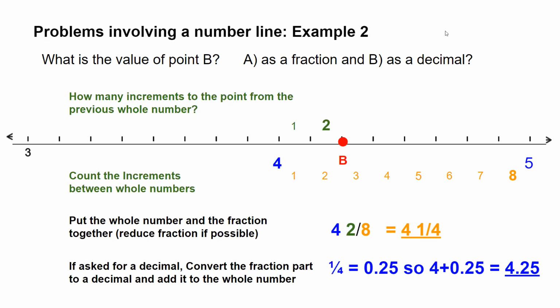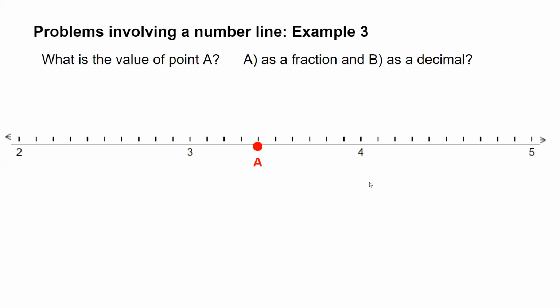Let's look at example 3. What is the value of point A, both as a fraction and as a decimal? We can see that it looks like we have even more increments here. We're focused on the number 3 and 4. Our answer will be between 3 and 4. And we count the increments.